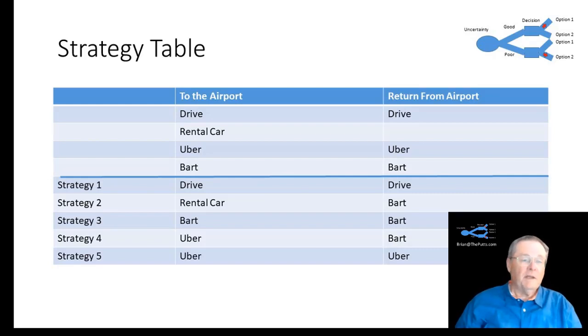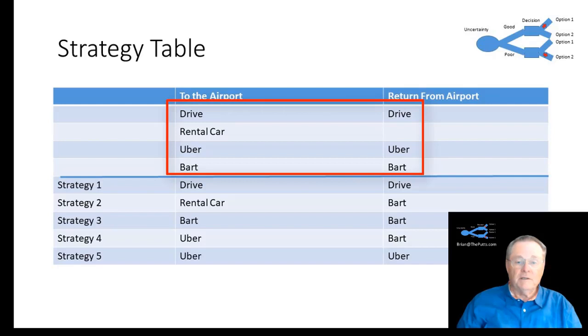So given the decision hierarchy, we can now generate a strategy table. We do that by identifying the decisions up here at the top, and we identify the alternatives for each of those decisions down here. If I go to the airport, I could drive, I could get a rental car, I could get Uber, or I could take BART. In returning from the airport, I could drive, take Uber or BART. You notice I left off the rental car because that was part of our decision hierarchy, and given we would not take a rental car.